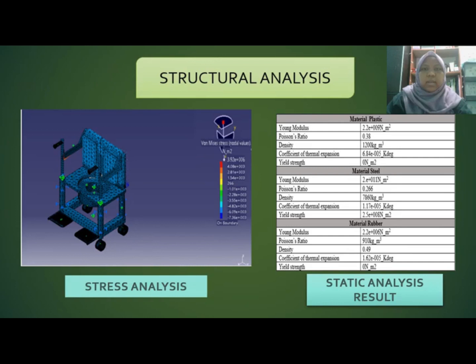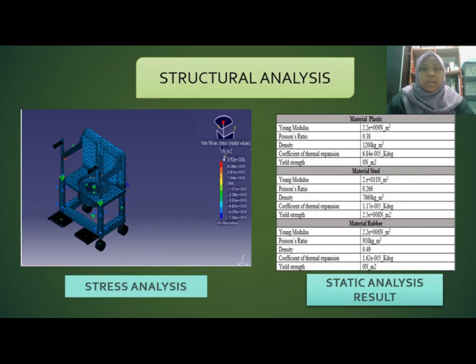Okay, structural analysis is to determine the load on the physical structure of the product. By doing this analysis, we identify which structure cannot withstand the load. We use the Von Mises stress analysis in the CATIA software to test this structural analysis.